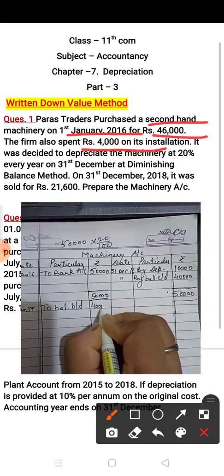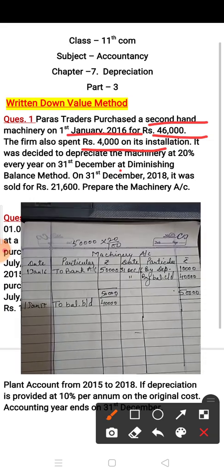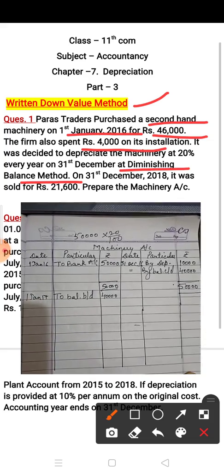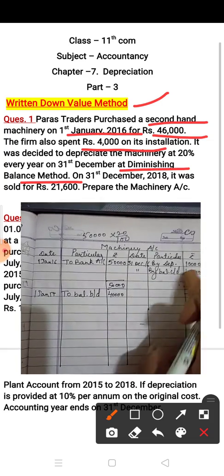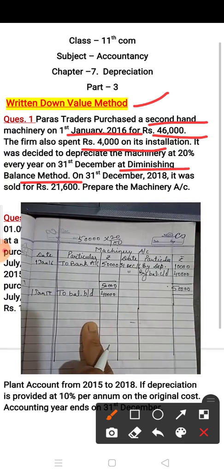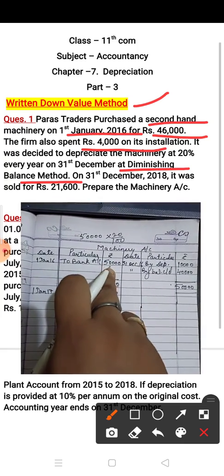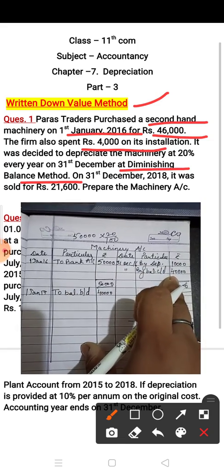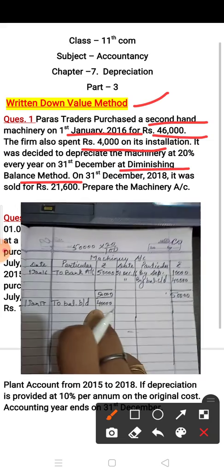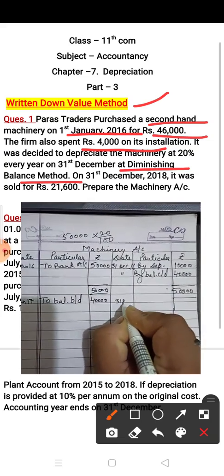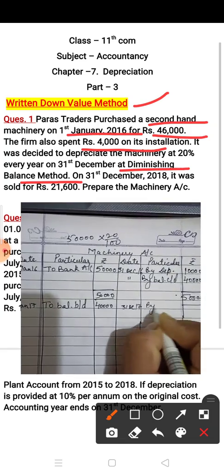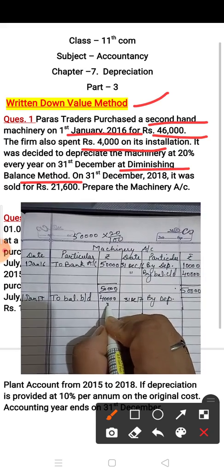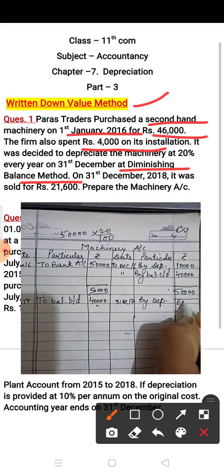Now see, this is the diminishing balance method or written down value method. So you have to charge the depreciation every year on the balance. In the straight line method you charged the depreciation on the original cost every year, but in this method you have to charge the depreciation on the balance. Now the next year balance is 40,000, so you have to charge the depreciation on 31st December 2017 on this 40,000. So 40,000 into 20%, the depreciation amount is 8,000.